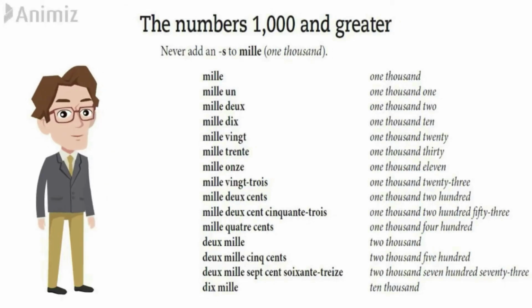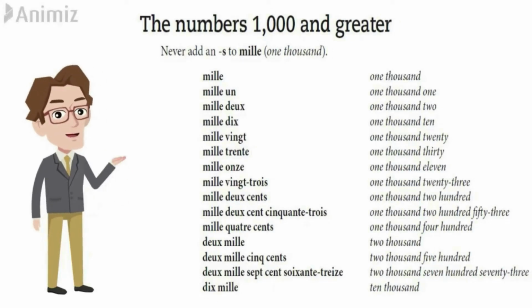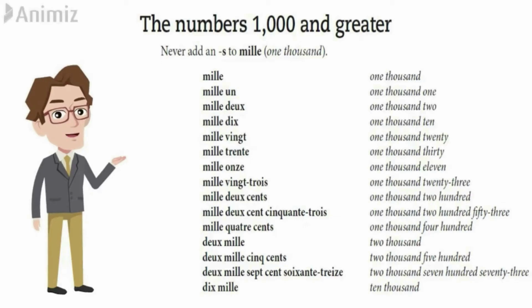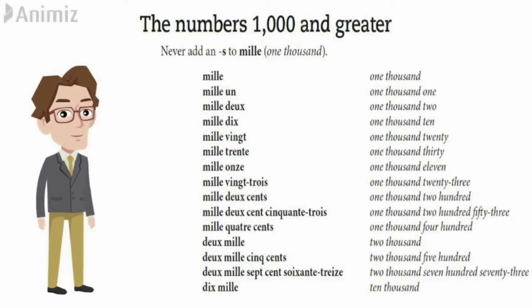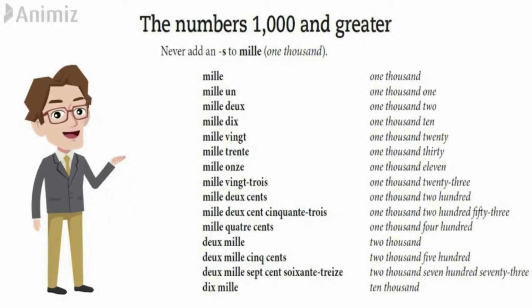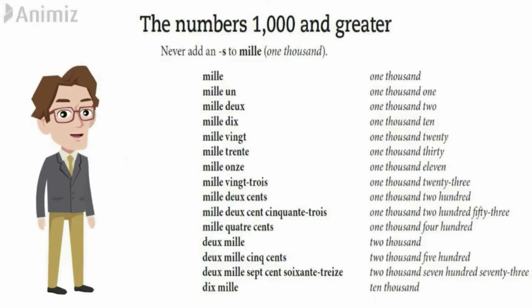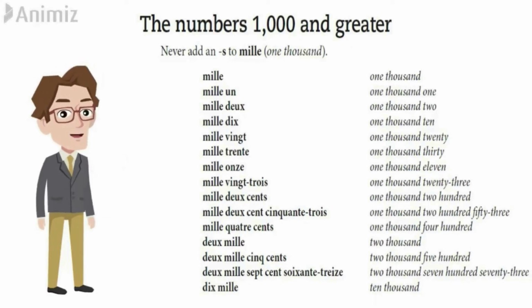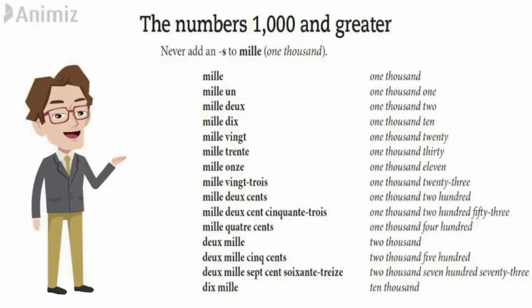Okay. The numbers 1000 and greater. So never add an S to mille. Yeah, we call it mille, M-I-L-L-E. So 1000, it's mille. Mille un, mille deux, mille trois, mille quatre, mille cinq, mille six, mille sept, mille huit, mille neuf, mille dix.